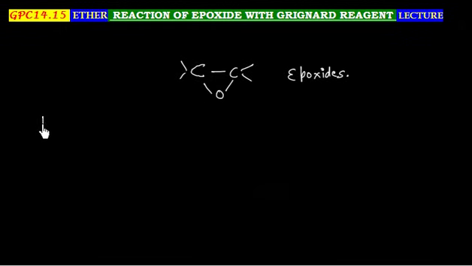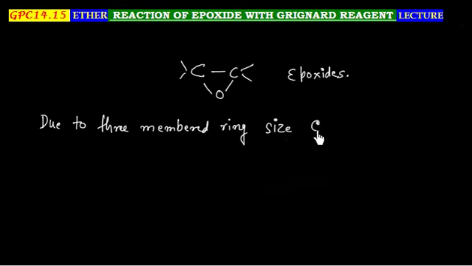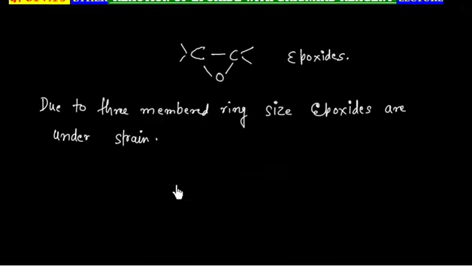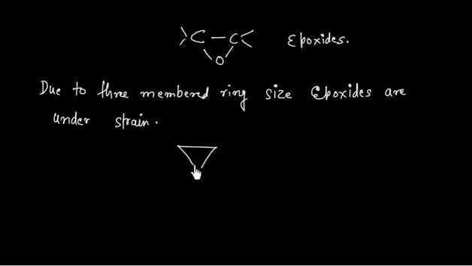So due to the three-membered ring size, epoxides are under a strain. So the ring wants to open up. So whenever we have an epoxide, the reaction will lead to opening of the ring.